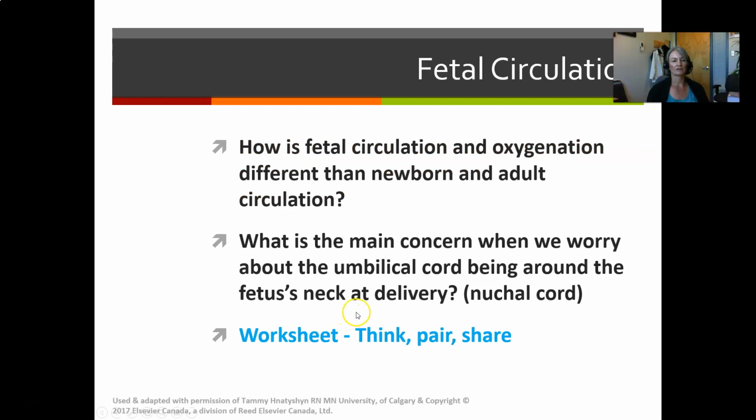All right, so in our in-person class or synchronous class when we meet at 11, I am going to ask you guys these questions. How is fetal circulation and oxygenation different from newborn and adult? And then when we get together as a group, we're going to touch base on what we worry about with the umbilical cord being around the fetus's neck. I know that seems like common sense, but we're going to touch on that afterwards.